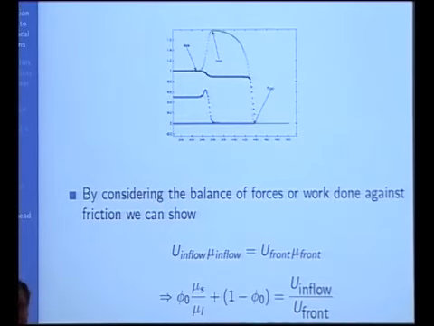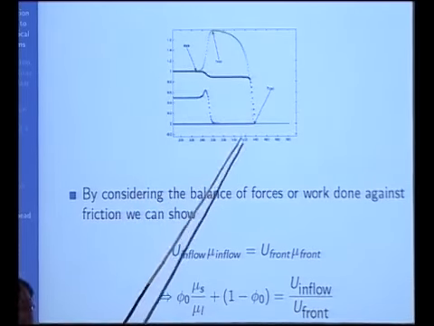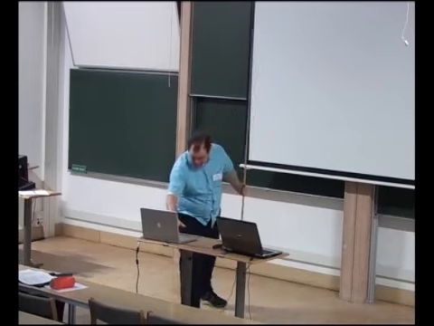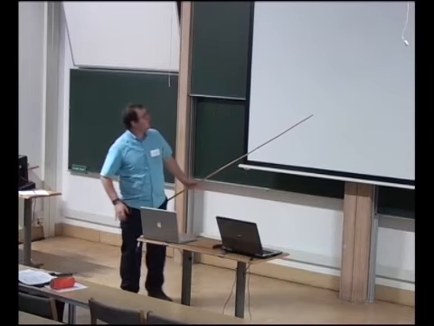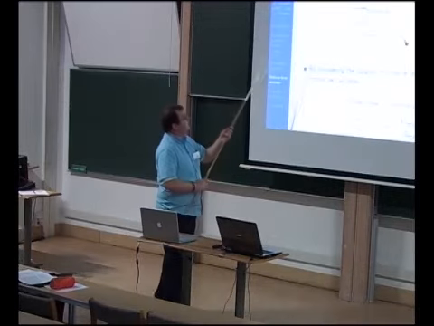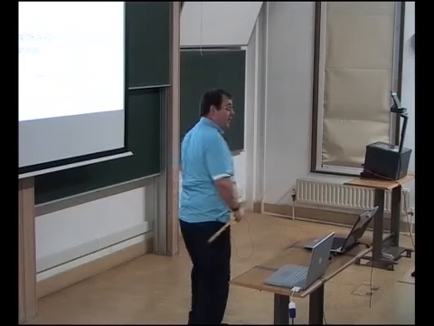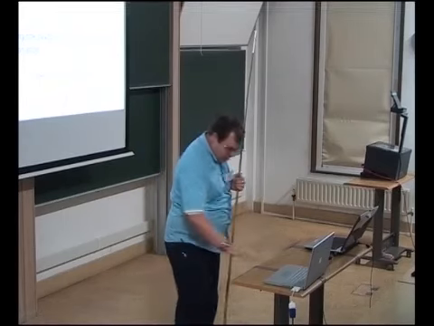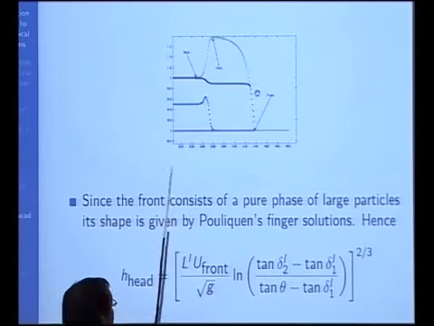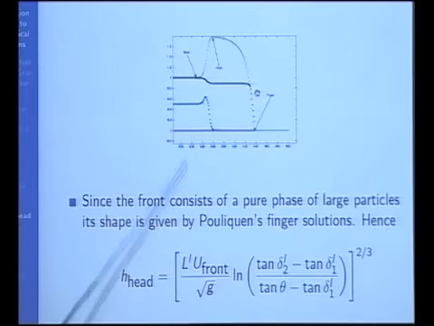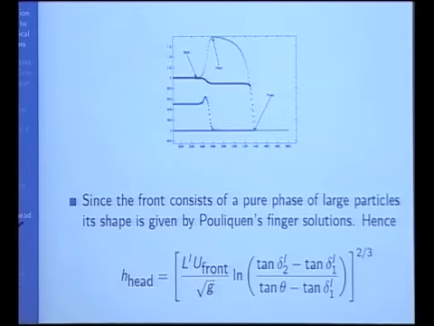This is the inflow concentration, where it's 45% small and 55% large, but the small concentration increases at the back of this head, and then drops very rapidly. I almost believe this is a shock, but I don't know for certain. It drops rapidly to a purely large head, which is exactly the Pouliquen finger shape propagating at the front of that.